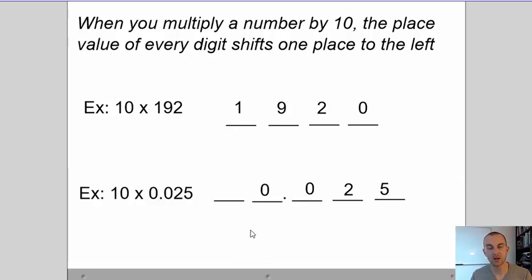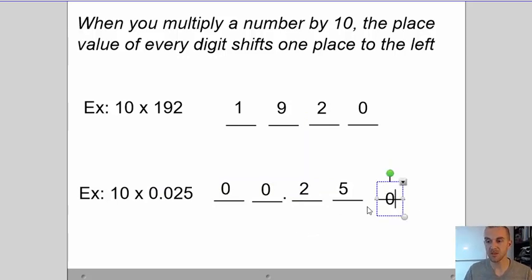Well, it's the same idea. We're going to shift our place values one digit each left. So 10 times 25 thousandths, well, my ones place value now shifts to my tens, my tenths now to my ones, my hundredths to my tenths, and my thousandths to my hundredths. So 25 thousandths times 10 becomes 25 hundredths. And if I really wanted to, I could put a 0 here, and I would recognize that that's 250 thousandths, which is equivalent to 25 hundredths.